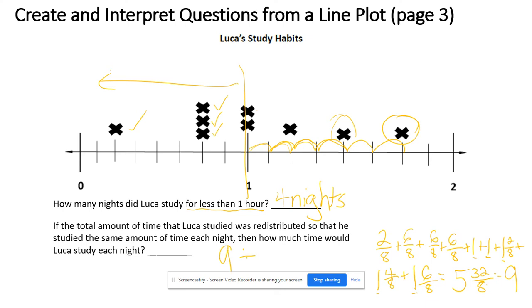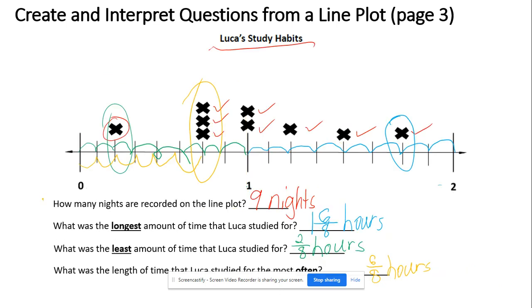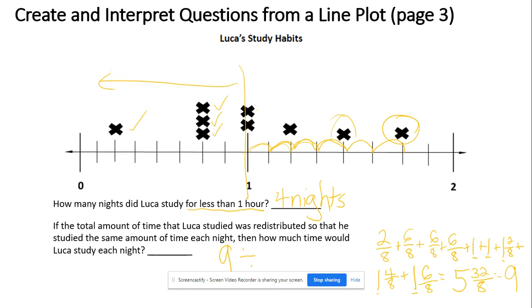But now we need to divide that by the total number of nights he studied. We can go back to the first question here and see that he studied for 9 nights. We can also just add up all the X's again and see that there's 9 X's. So 9 hours that he spent studying in total divided by 9 nights that he studied is 1 hour each night. So if all the amount of time that he's studying was redistributed, so he studied the same amount each night, Luca would be studying for 1 hour each night.